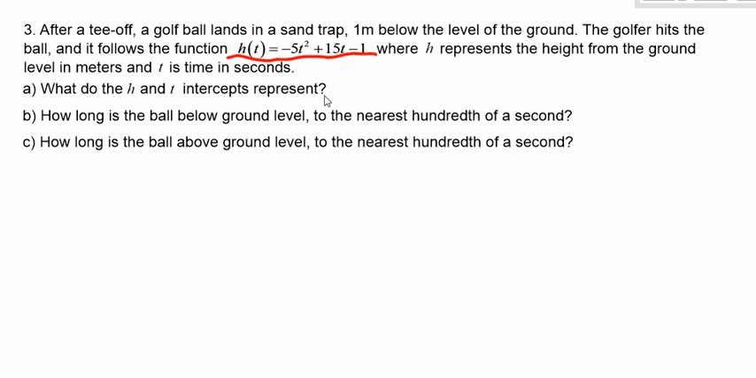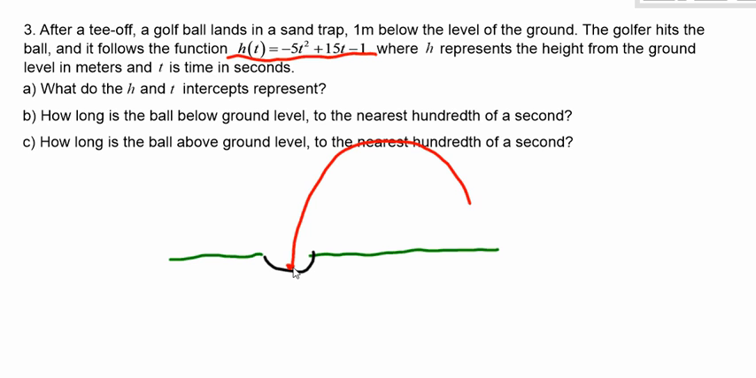So let's think about this question just a little bit. What we have is a golf ball that lands in a sand trap 1 meter below the level of the ground. So here's the ground, roughly horizontal here. And then there is a sand trap apparently here, and that sand trap is 1 meter down. And so the golf ball lands in the sand trap. And then the golfer hits it and it follows a parabolic arc, presumably something like this, until it hits the ground, like that. So that's what's happening in this question.